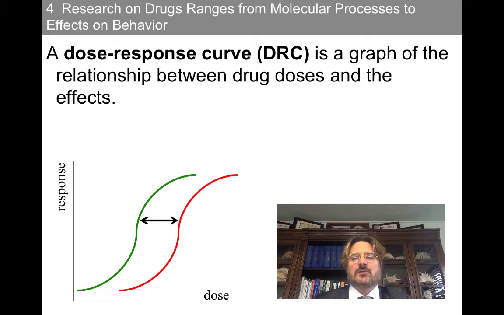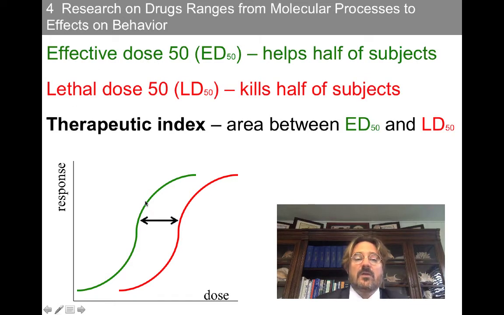A dose-response curve is a graph of the relationship between drug doses and their effects. So here we have an x-axis representing the dose of the drug, whereas the y-axis represents the response, the effect that the drug has on an individual. And you have these two lines here. The green line represents how effective the dose is. The effective dose 50 or ED50 helps half the subjects. So this would be the ED50.